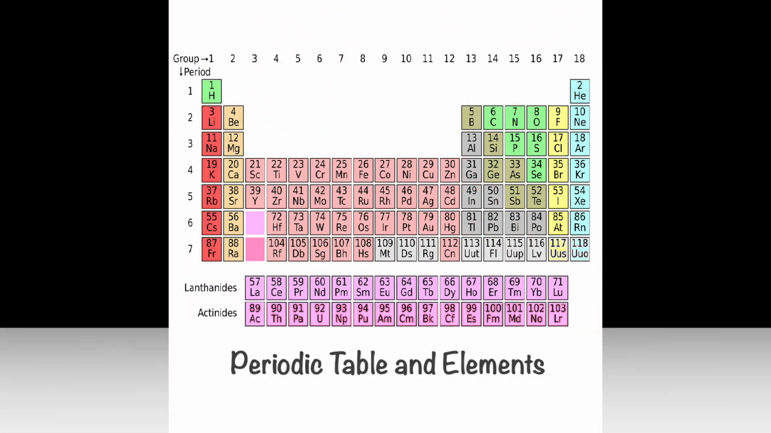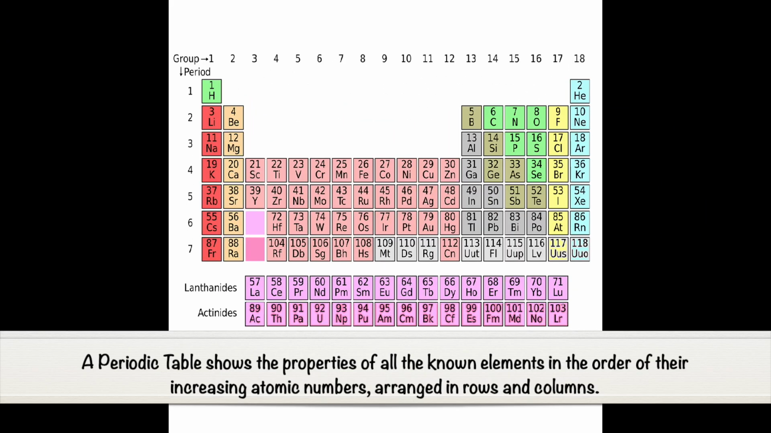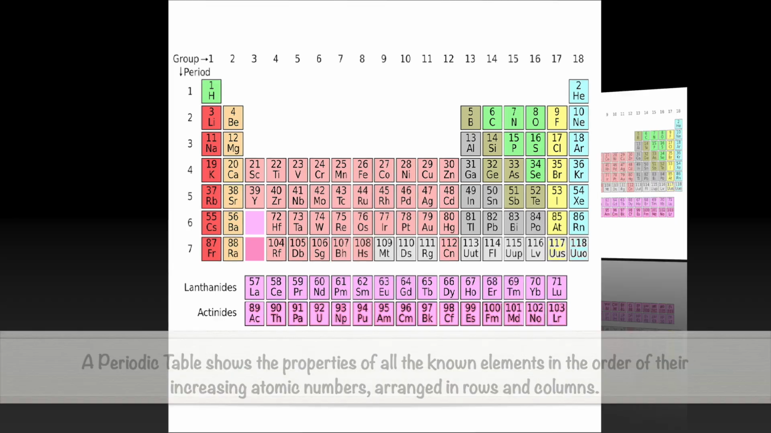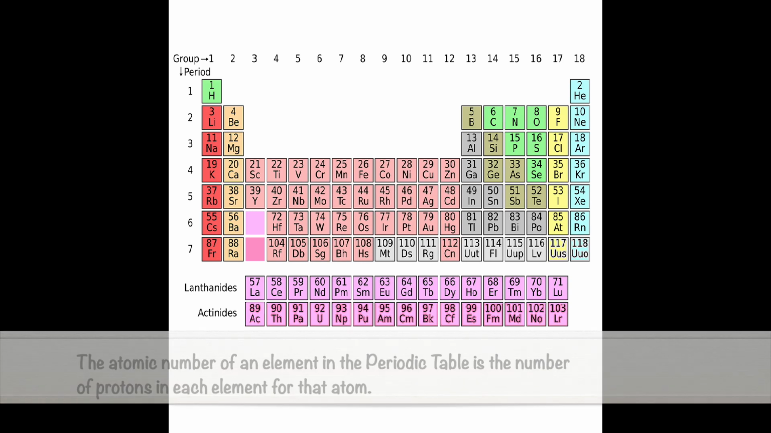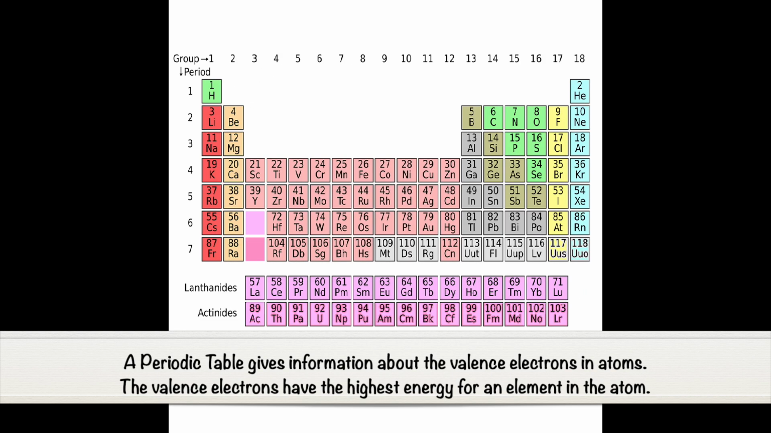Periodic table and elements. A periodic table shows the properties of all the known elements in the order of their increasing atomic numbers, arranged in rows and columns. The atomic number of an element in the periodic table is the number of protons in each atom of that element. A periodic table gives information about the valence electrons in atoms.